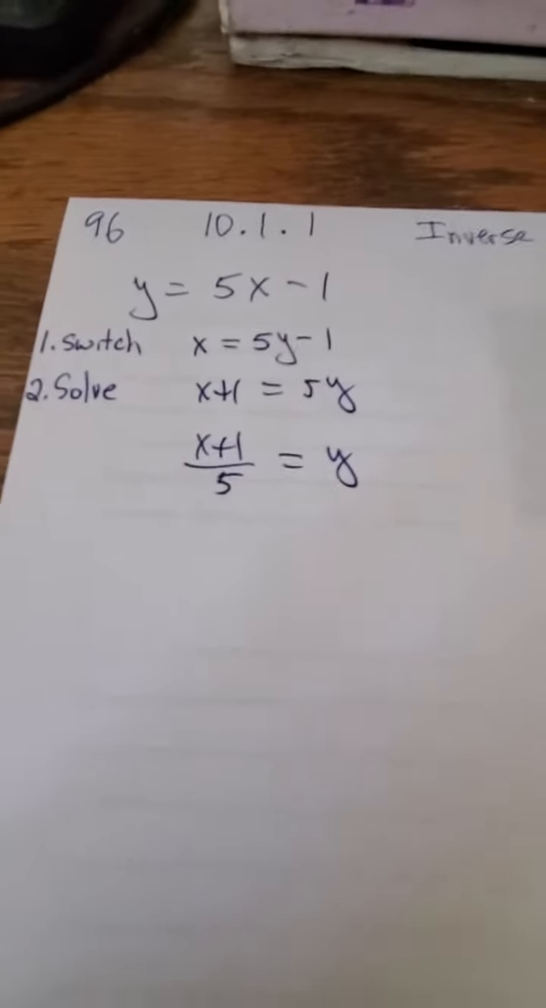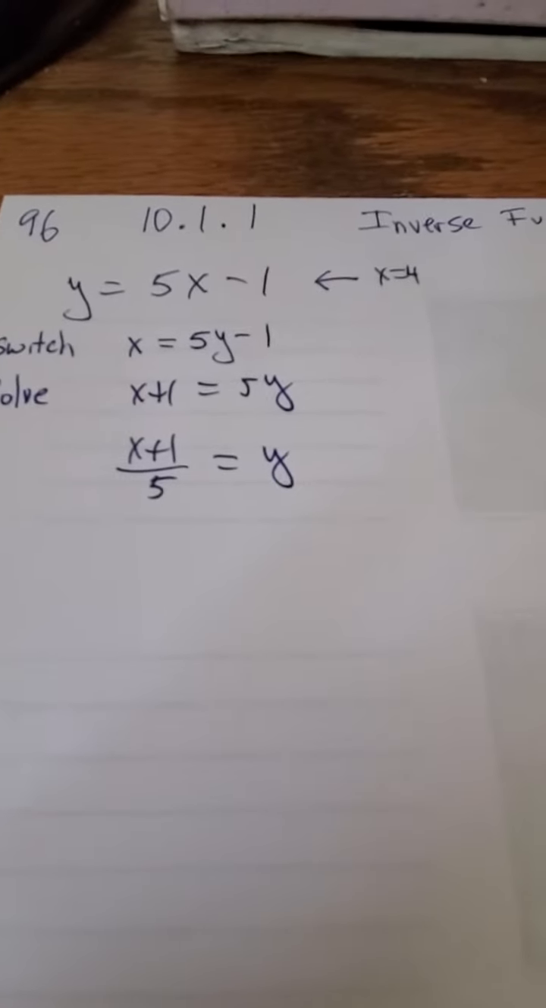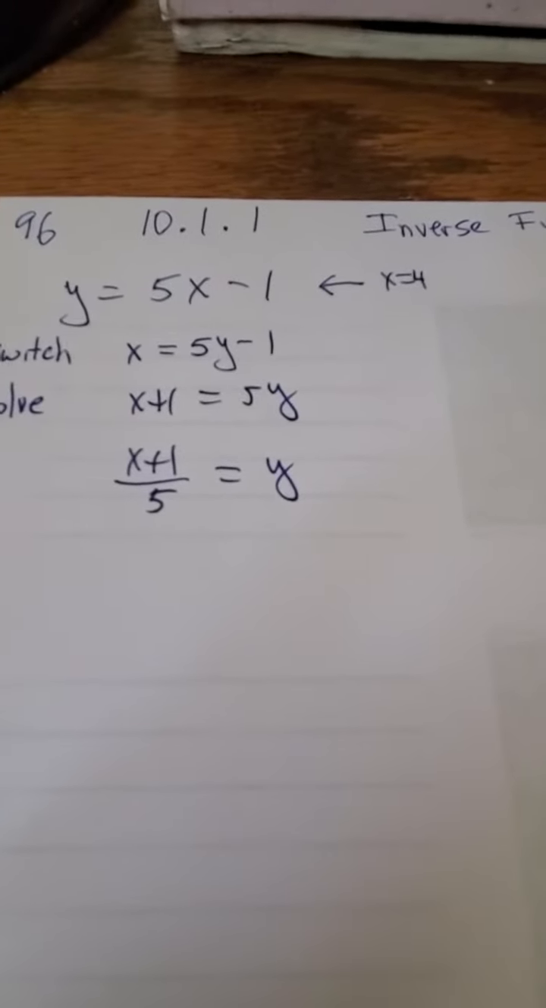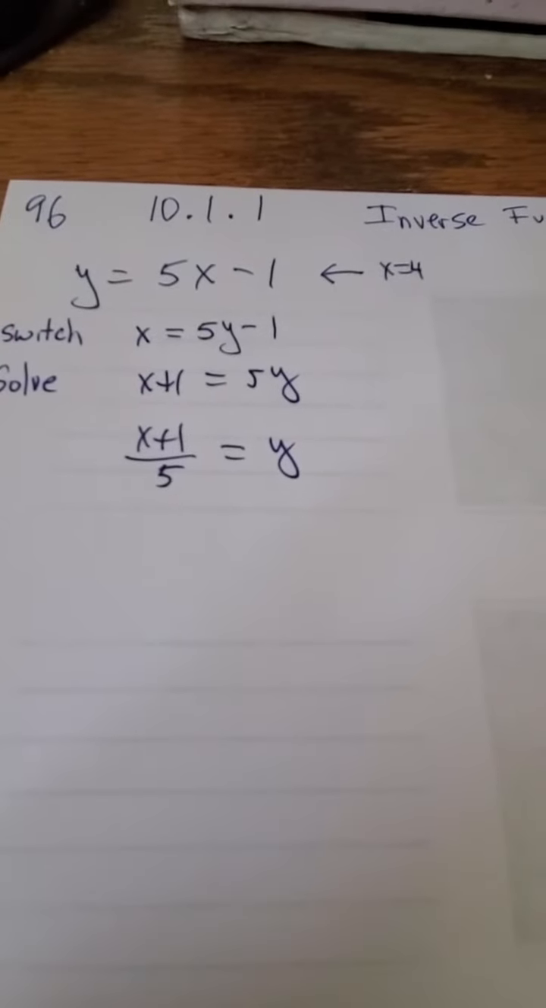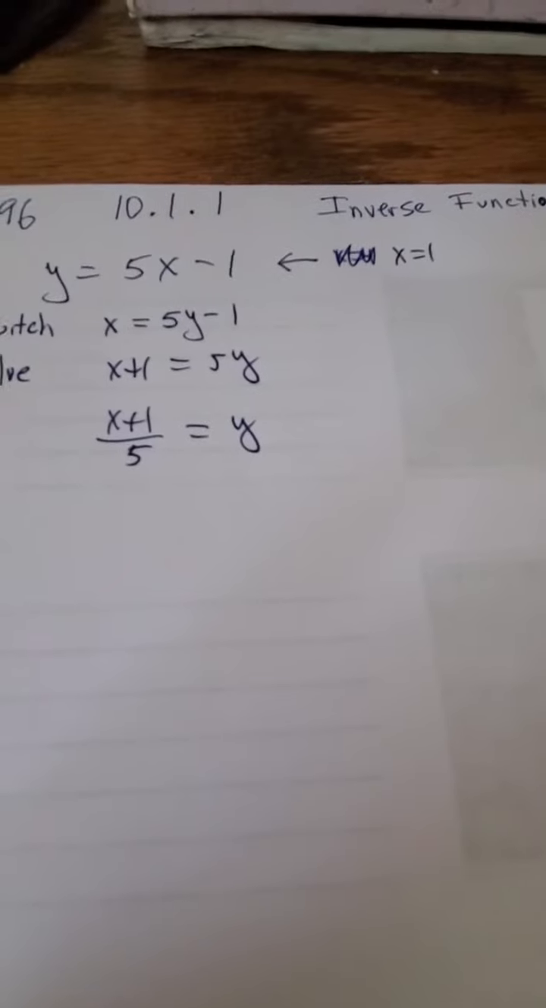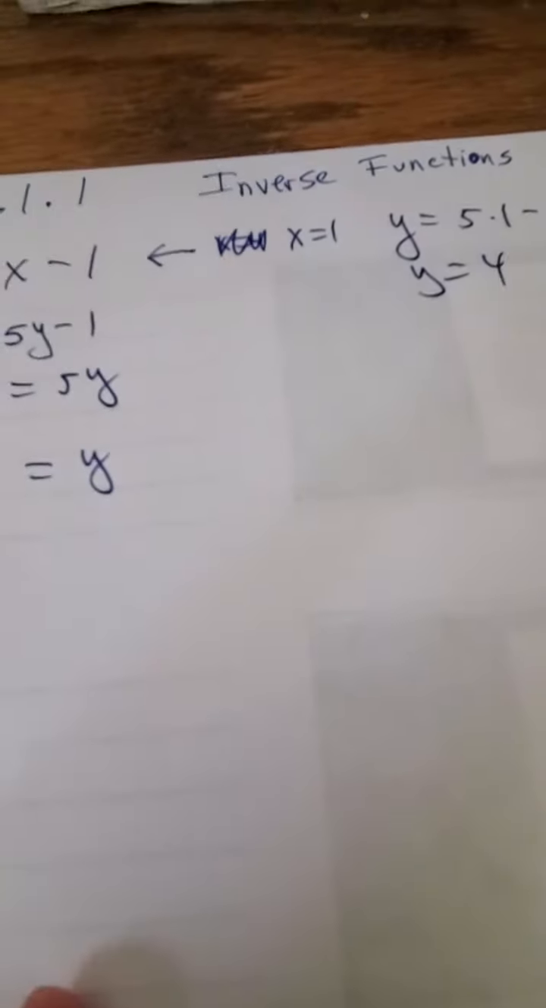What do I mean to undo what the original function did? Well, let's say, for example, x is 1. So I'm going to plug 1 into the original function. So I get y equals 5 times 1 minus 1, which is y equals 4. So x equals 1 yielded y equals 4.